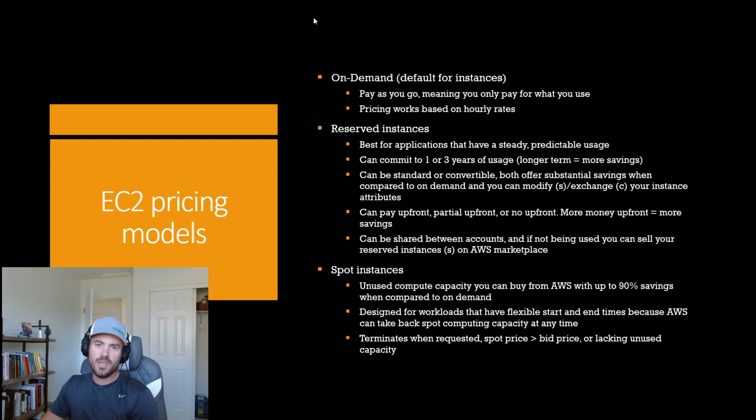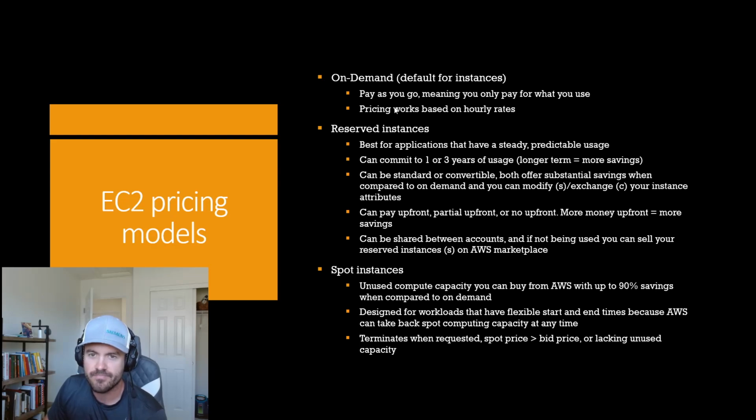So the first one, and probably the most common, is on demand, which is going to be the default. And as the name would imply, it's just on demand, pay as you go, which just means you only pay for what you're actually using. The price is going to work based on hourly rates.